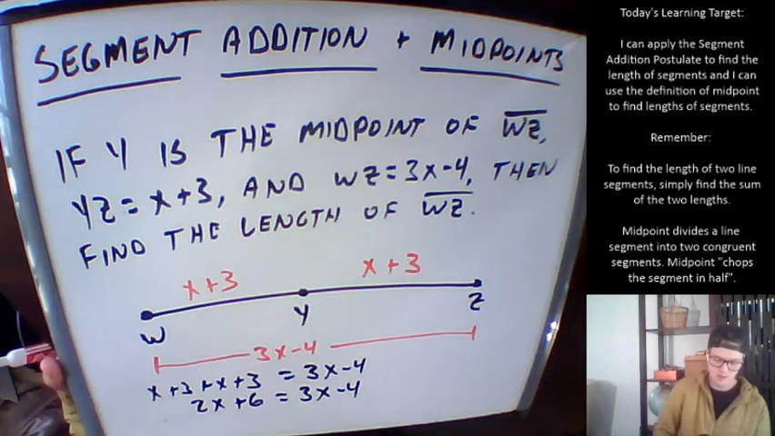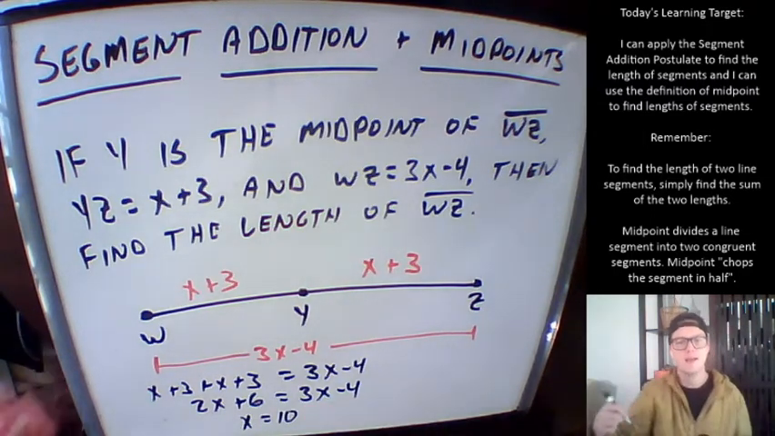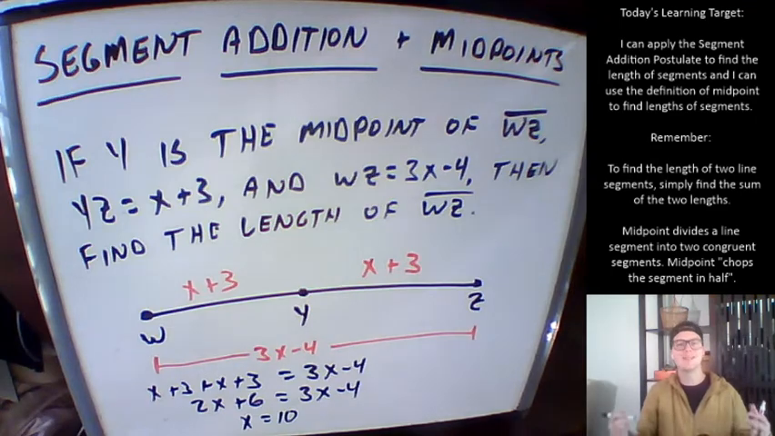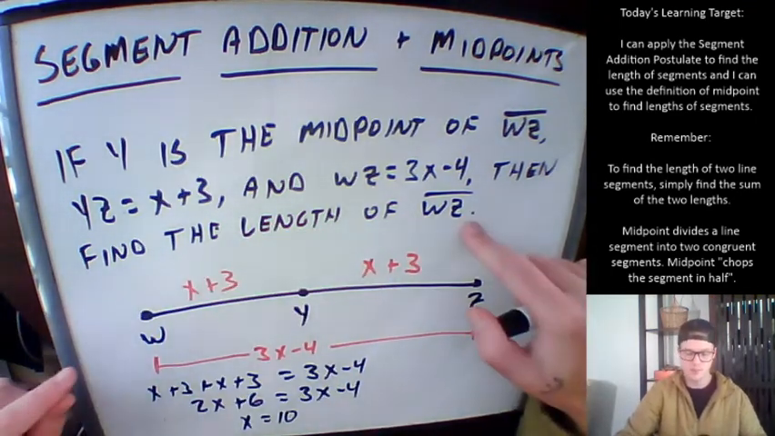When you solve this, we'll add 4 to both sides, and we'll also subtract 2x from both sides, and then we learn that x equals 10. Now, this is not our solution. We're not done yet. We're trying to find the length of WZ, and this is where I messed up a moment ago in interpreting this.